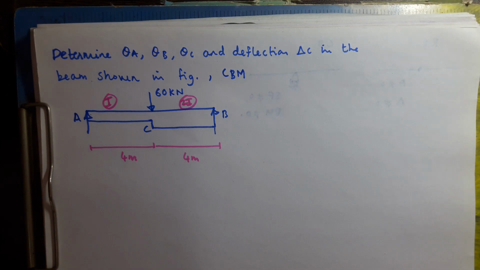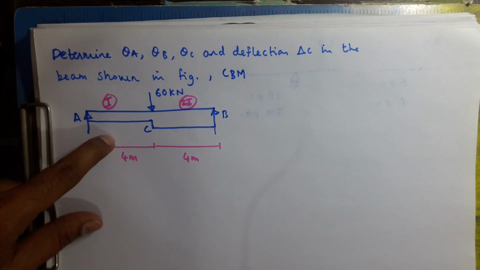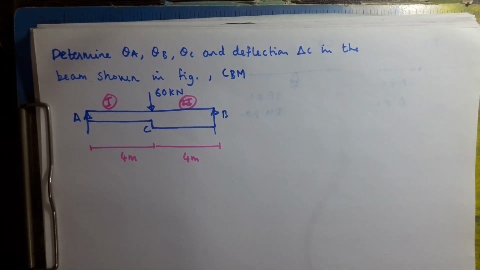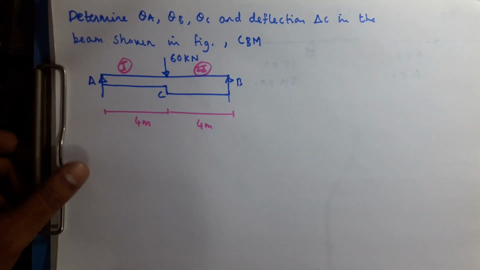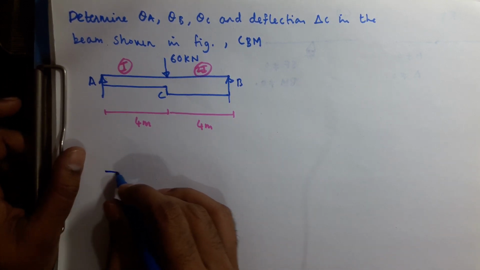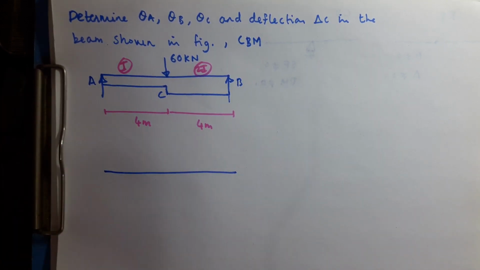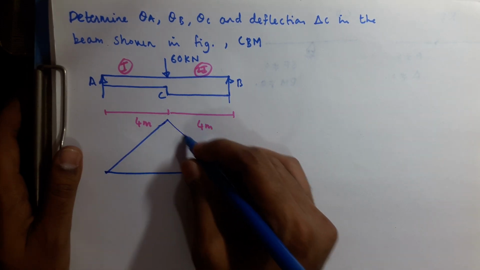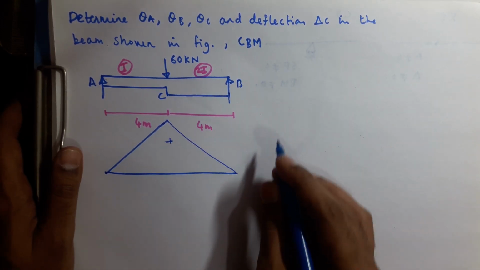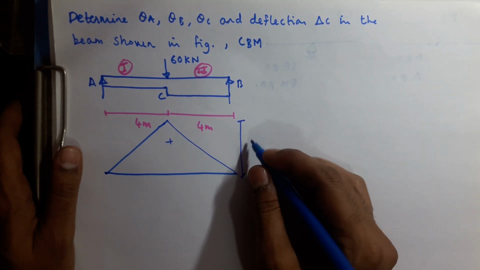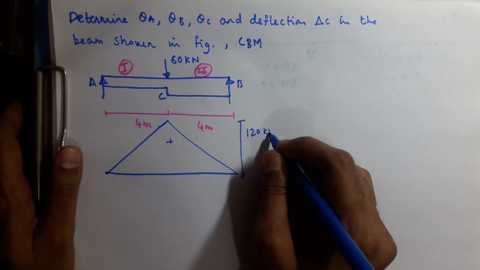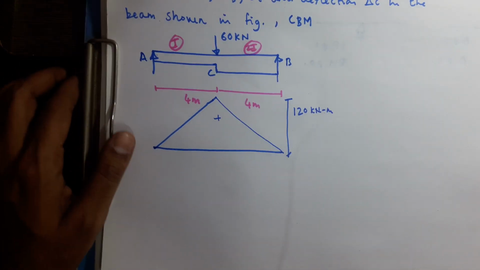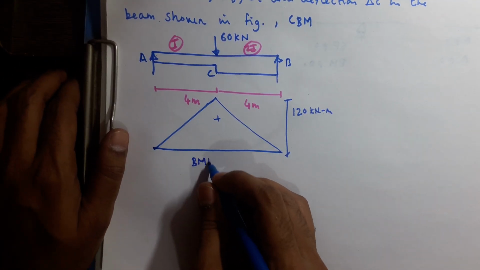In the conjugate beam method, the very first step is we have to convert this real beam into a conjugate beam, and that will be done by drawing the bending moment diagram. This is a simply supported beam subjected to a point load at the center, and the bending moment diagram will be WL by 4, positive. So this value is 120 kilonewton meter, and this is your bending moment diagram.